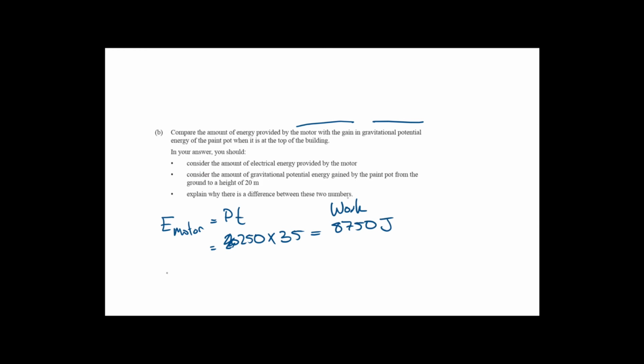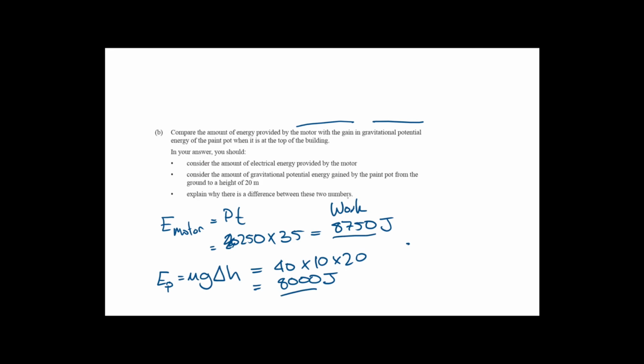Okay, the change in potential energy is, of course, mg change in height, and the mass is 40 kg. We're going to say that gravity is 10 newtons per kilogram, and the change in height is the 20 meters. It's going to be positive, so it's going to gain potential energy, and 40 times 10 times 20 is 8,000 joules.